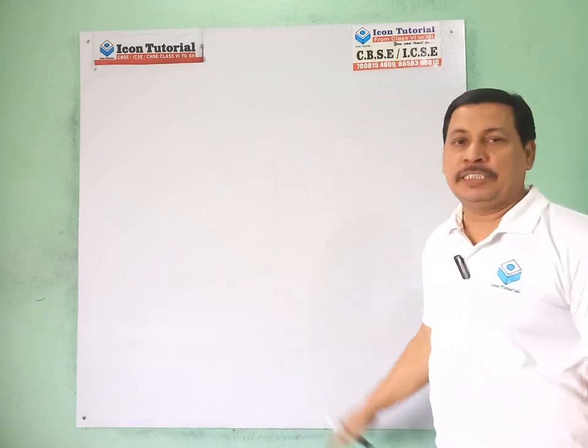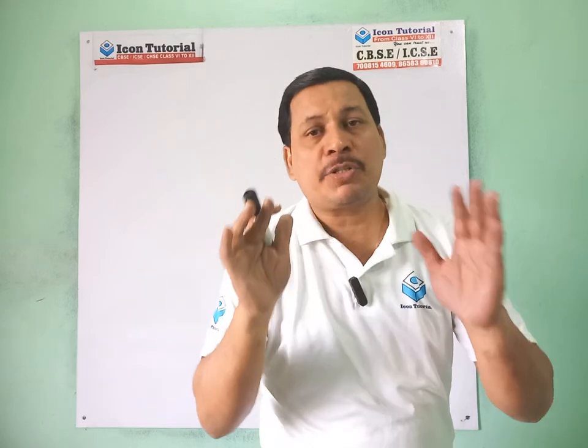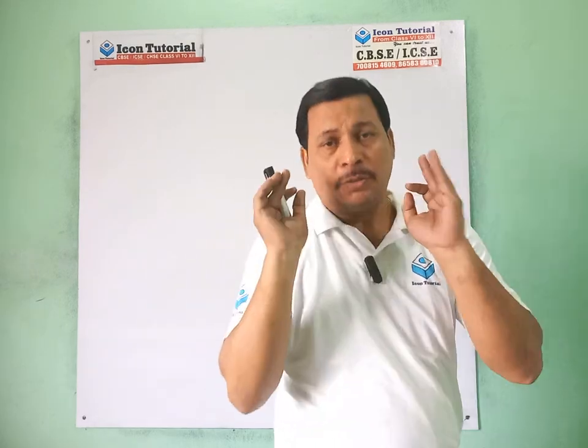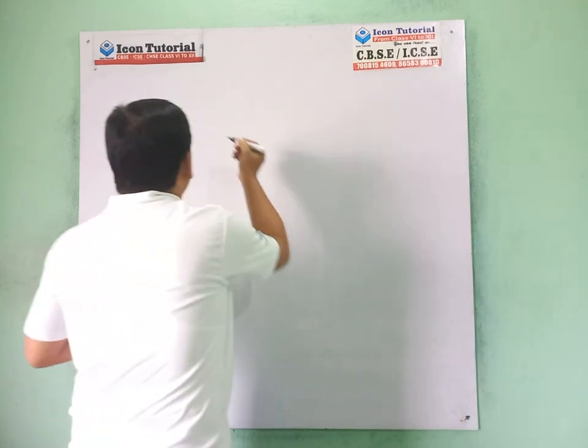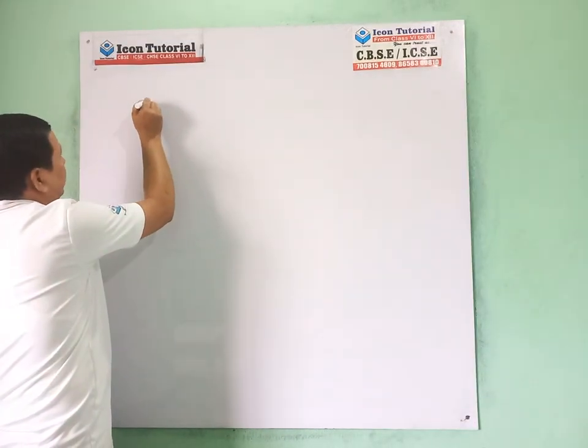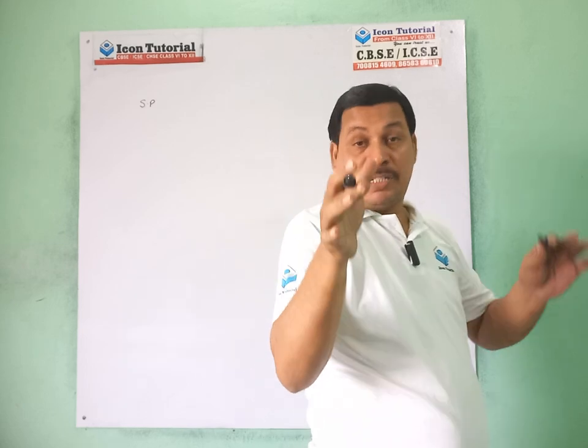So today we'll discuss this chapter, the comparison chapter, in mathematics. Today we'll discuss only all the formulas. What are the formulas related to this comparison chapter? First we start with selling price: SP, CP, profit, loss, profit percent, loss percent, and that part.